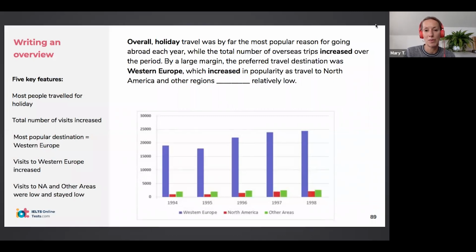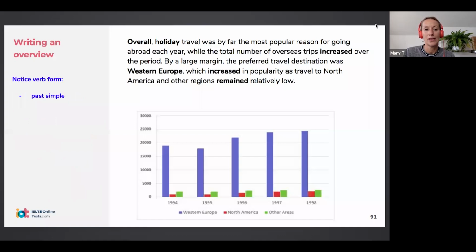As travel to North America and other regions remained, that's right, good, remained relatively low. So as you can see there, you've got 2 sentences. First one covers 2 features of the first chart, and then the second one covers the 3 features of the second chart. So it just makes it really, really clear. Okay, and then looking at the verbs. So it's past simple all the way through. It's really easy. Was, increased, remained.